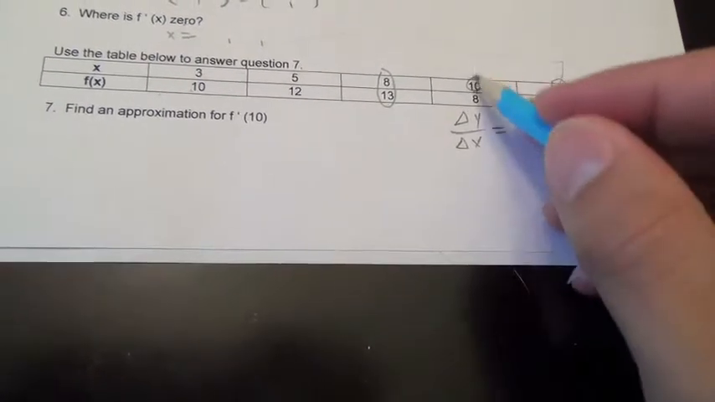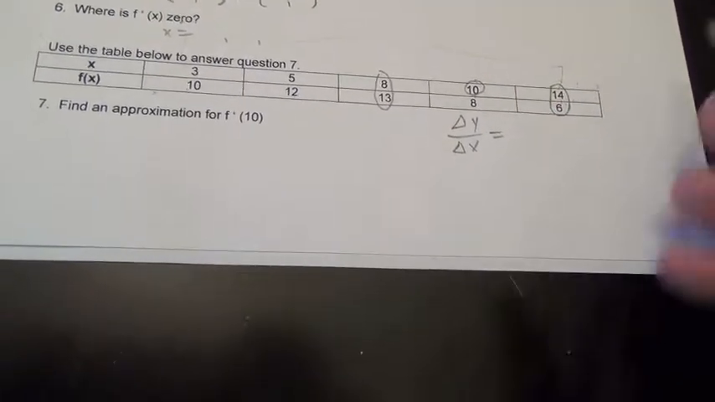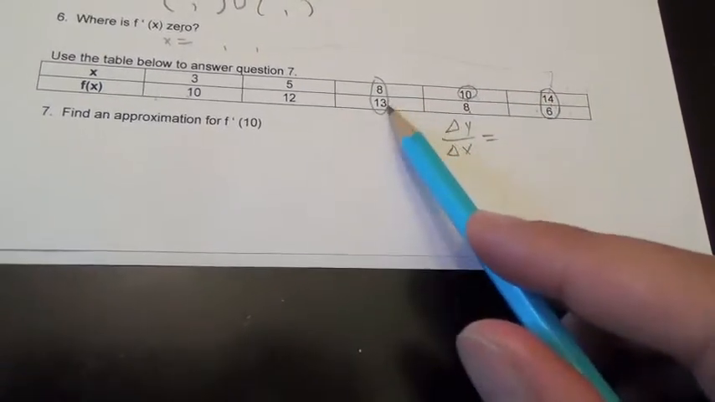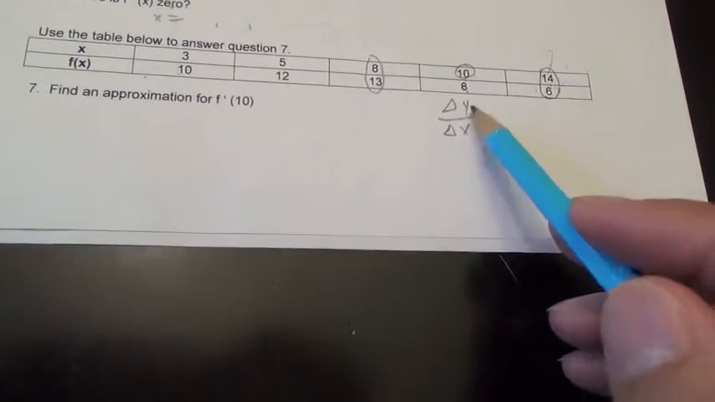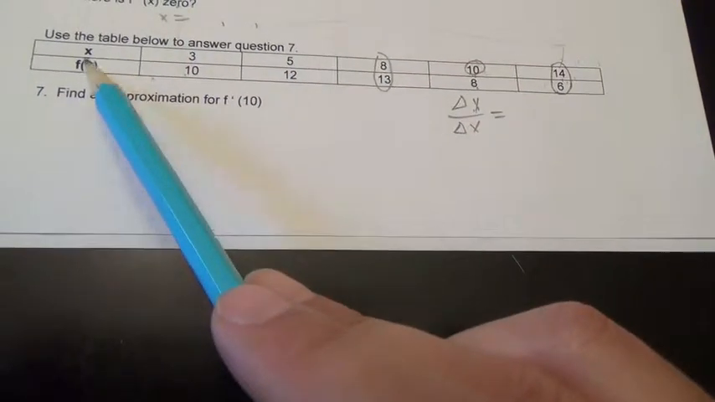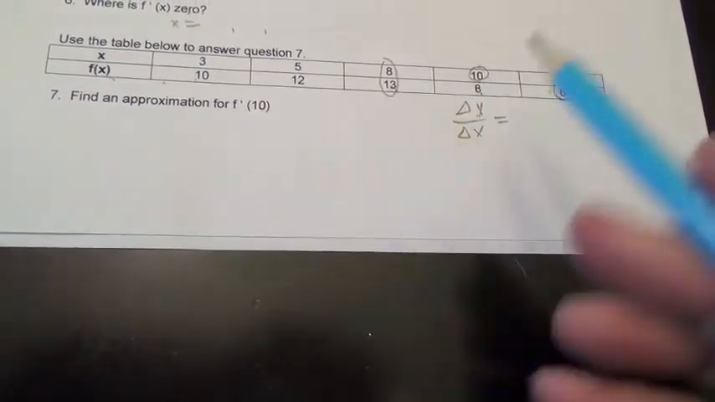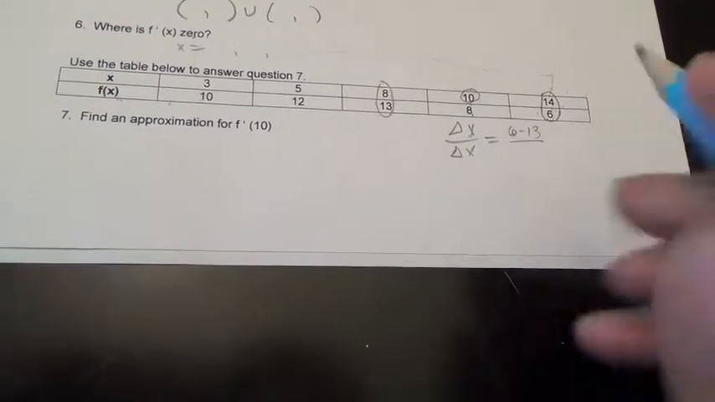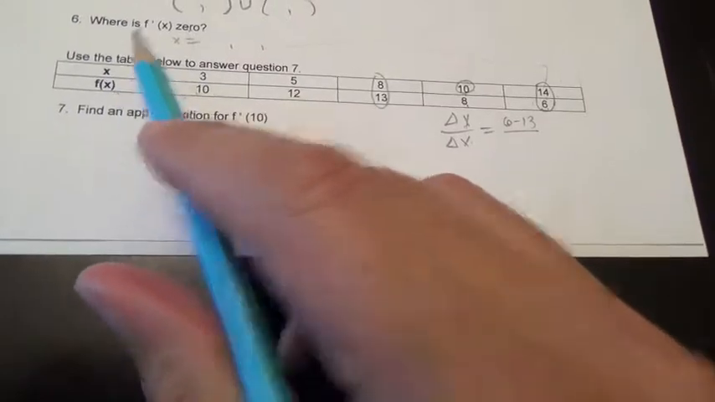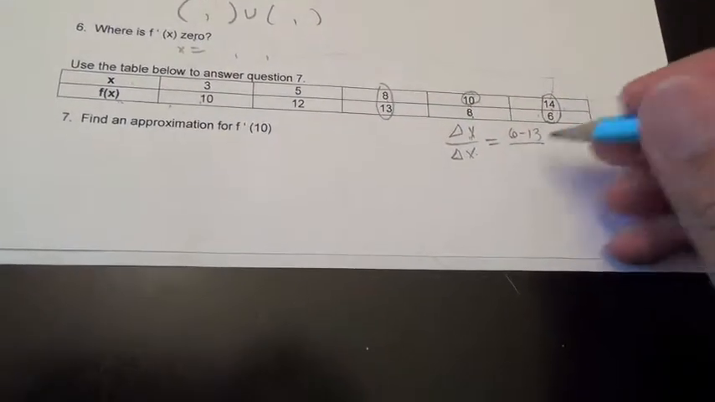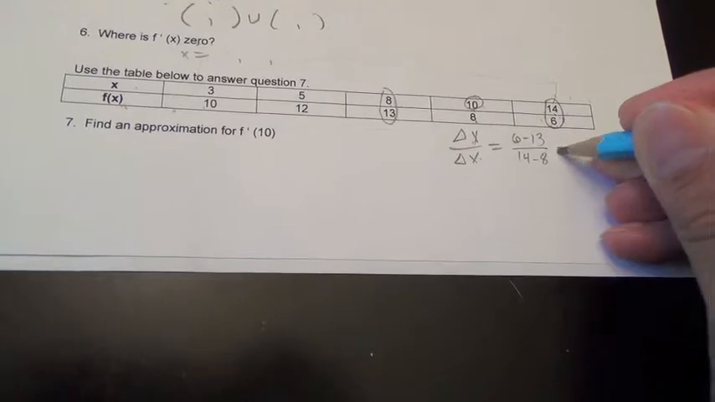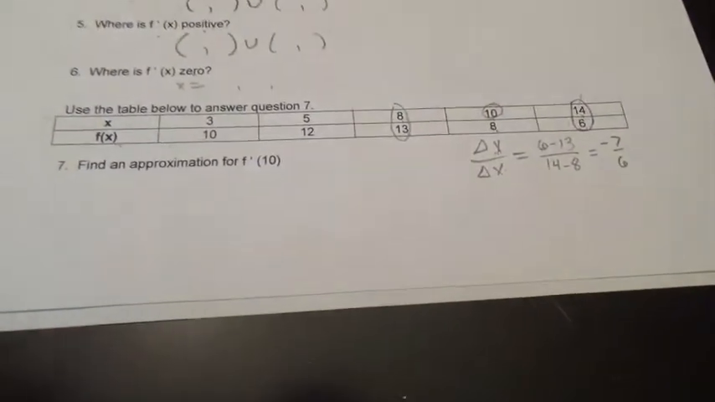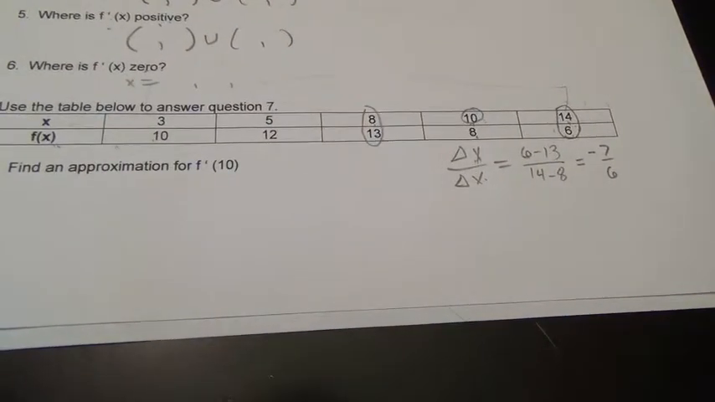So the change in y around 10, we're not going to actually use a value of 10 at all. We're going to approximate the slope at this point using a secant line through the 2 points directly in front and directly behind. So our change in y, the second row here is your y values. So you're going to do 6 minus 13 over your change in x's. The top row was your x's, so 14 minus 8. So this will give us a negative 7/6. That is your approximation for the derivative at x equals 10.